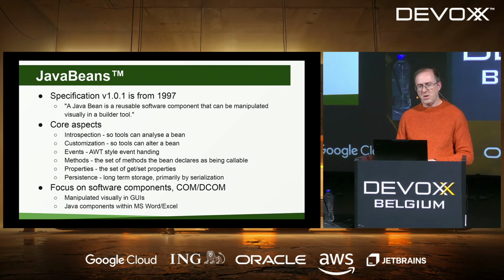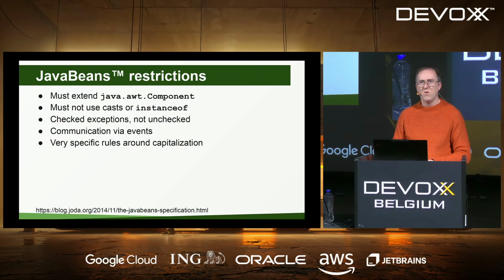So that's Java Beans, right? Do you write these Java Beans? The ones that must extend Java AWT component? The ones that cannot use cast or instanceof? Must use checked exceptions? I'm sure you all follow all those rules, don't you? You naughty, naughty people.